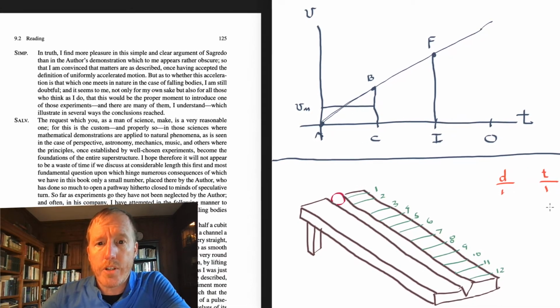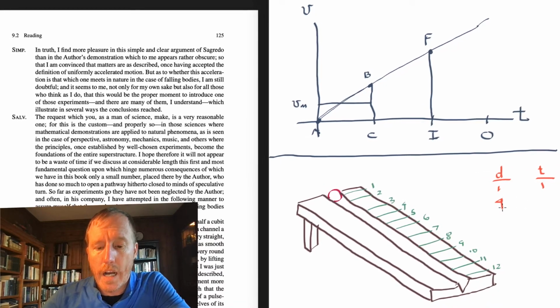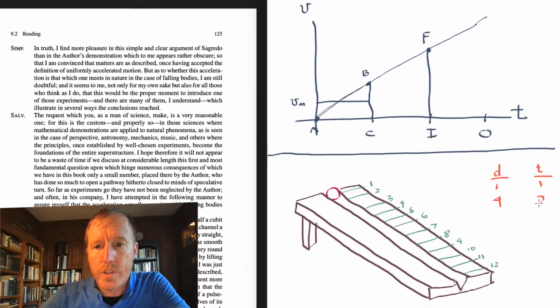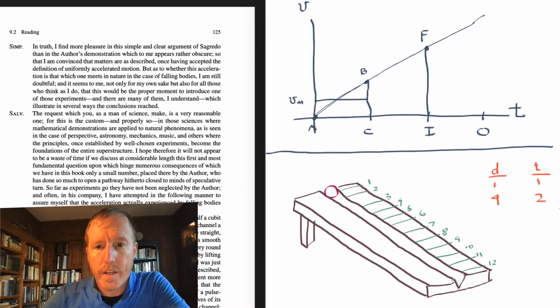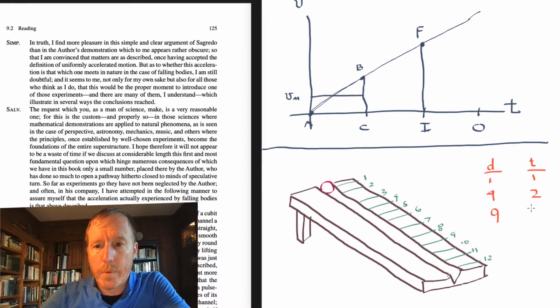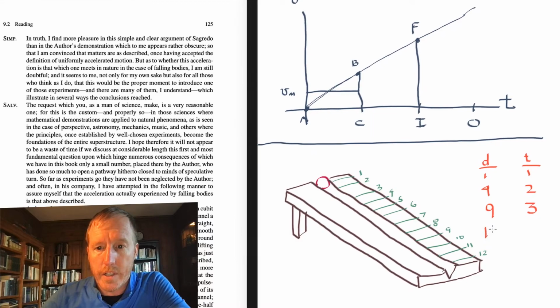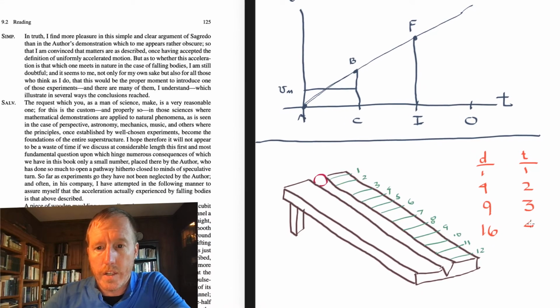And then we were to let it roll down to the 4th mark, so a distance of 4. How much time would it take? Well, it would do that in 2 units of time. And let's suppose we were to let it instead roll down to the 9th mark. It would do so in 3 units of time. And likewise, if this was longer, if I were to let it roll down to the 16th mark, it would take 4 units of time.